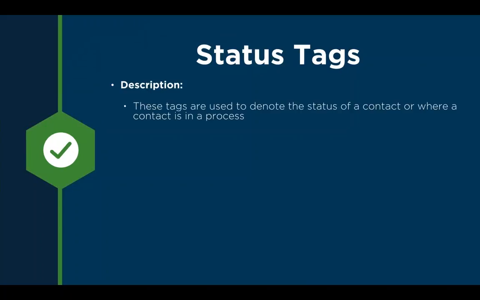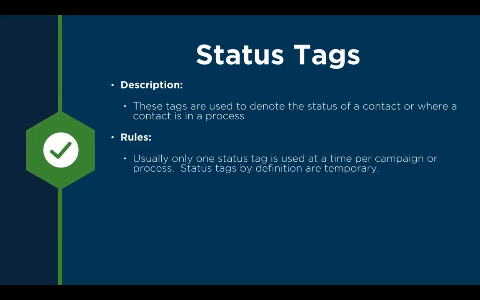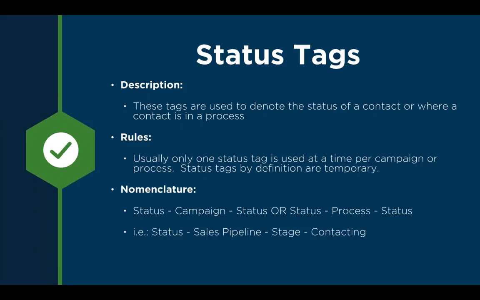Next is status tags. Status tags are used to denote the status of a contact or where the contact is in a process. So usually you only have one status tag at a time for any given process, and these tags are temporary because they get removed as contacts move through a process. So a good example is a sales process, right? So in a sales process, you might have contacting stages, negotiating stages, sent the contract stage, etc. And so you have a tag that looks like this: status dash sales pipeline dash stage dash contacting.